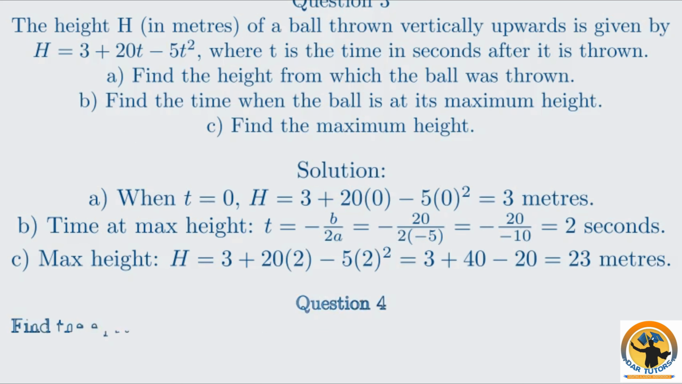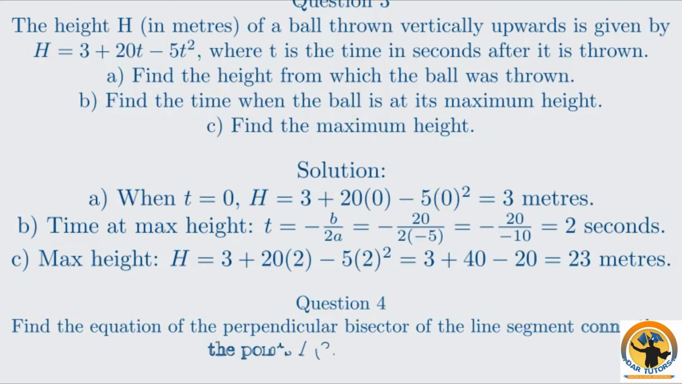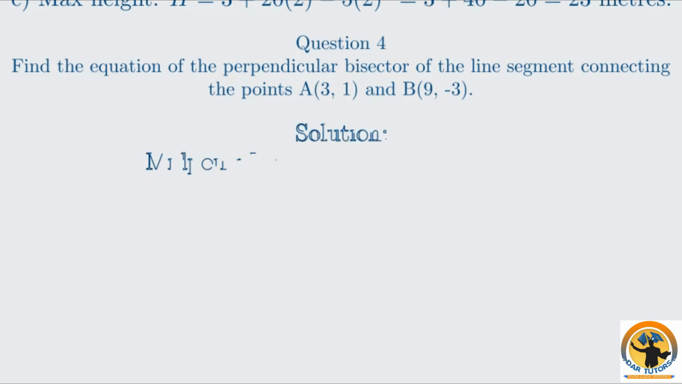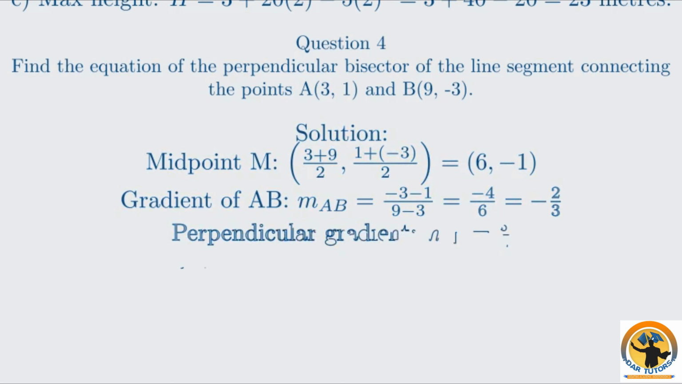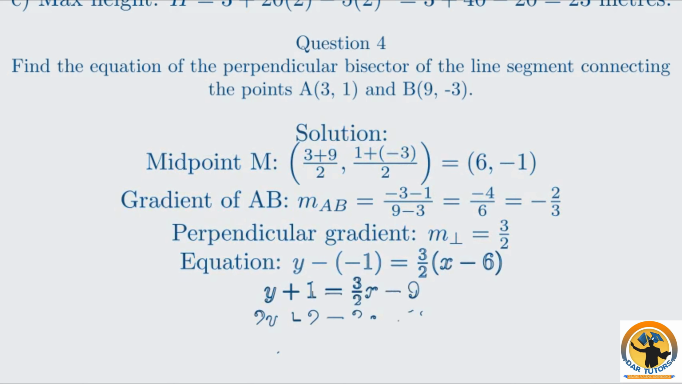Question 4 asks for the equation of a perpendicular bisector. You can do this. Pause the video to work through it. Here's the solution. The midpoint is at (6, -1). The gradient of AB is -2/3, so the perpendicular gradient is 3/2. Using point gradient form, the equation is y plus 1 equals 3/2 times (x minus 6), which simplifies to 2y equals 3x minus 20.